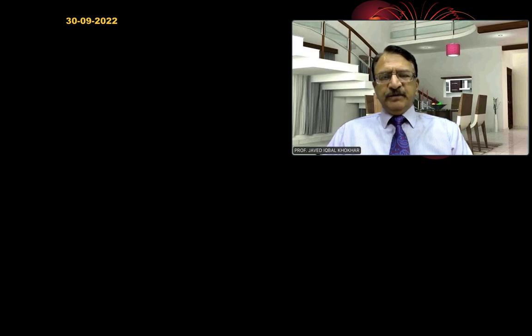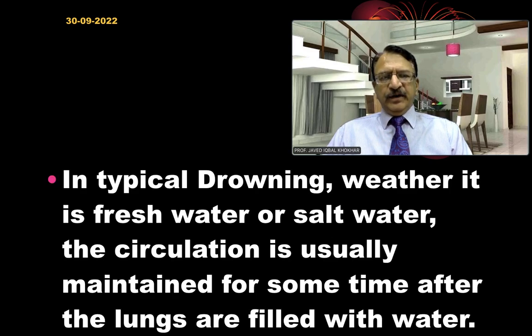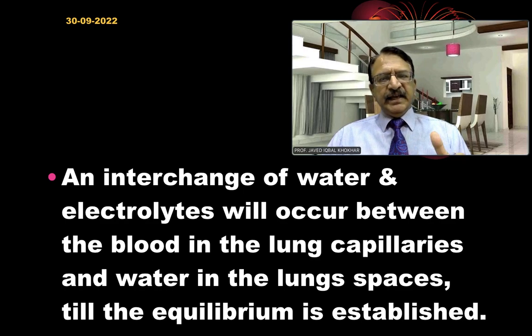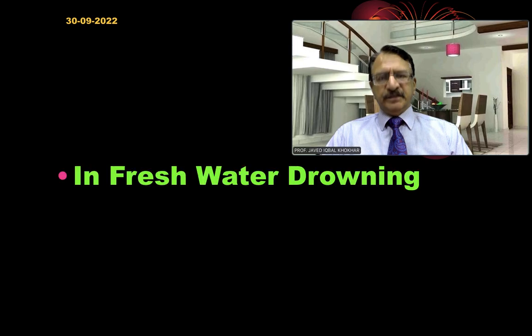Now regarding the biochemical changes. In typical drowning, whether it is fresh water or salt water, the circulation is usually maintained for some time after the lungs are filled with water. Then the exchange of water and electrolytes will occur between the blood in the lung capillaries and the water in the lung spaces till an equilibrium is established. So this exchange of water and electrolytes will cause the biochemical changes which are diagnostic for drowning.